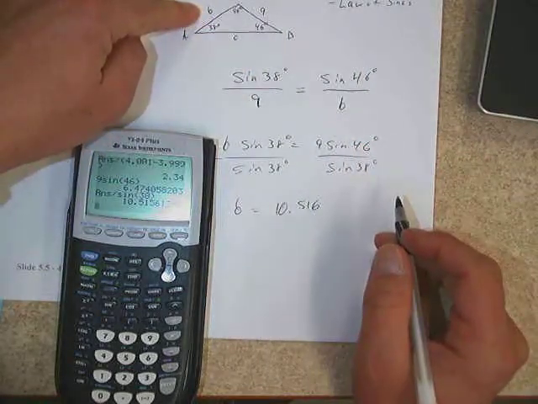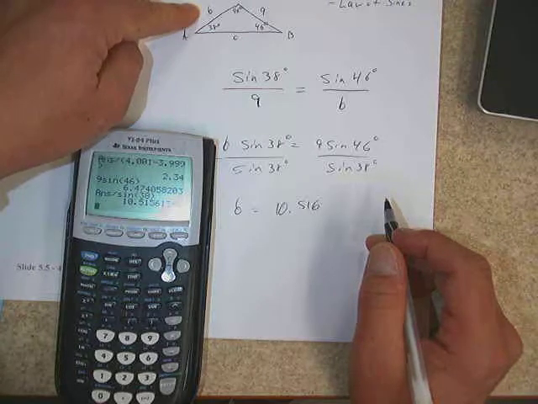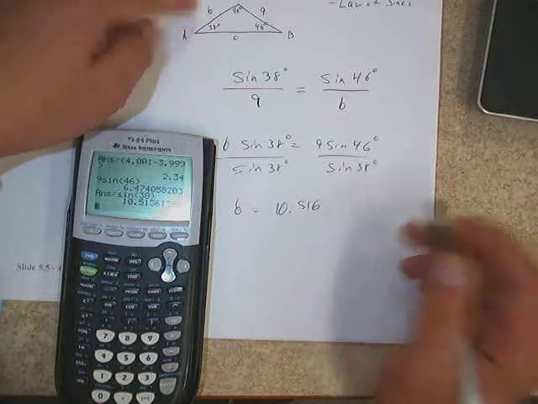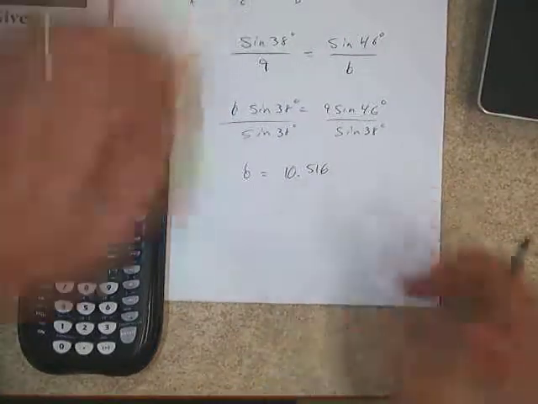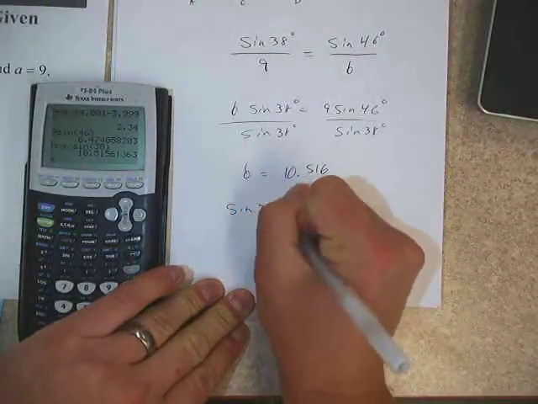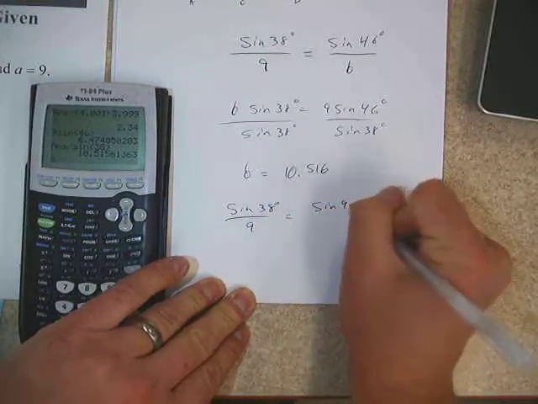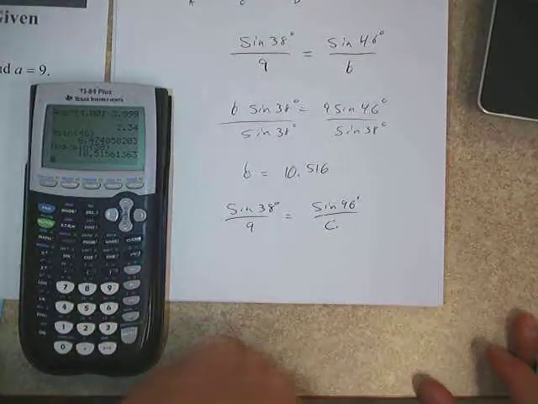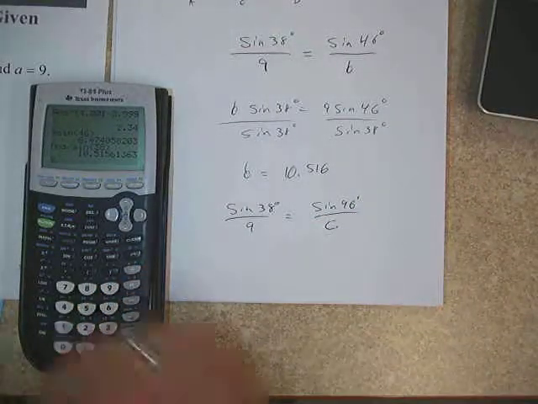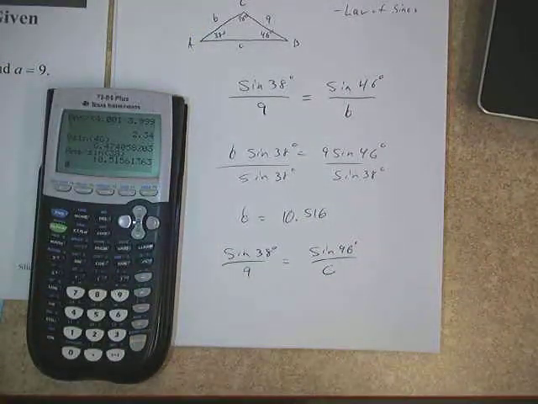And remember, make sure it makes common sense. Across from the 38, there's a 9. Across from the 46, should it be greater than or less than 9? Should be greater than 9. It's across from a bigger angle, right? So 10.516 makes sense. And then, of course, if we want to set up to find C, start out the exact same way. This time, though, we'll use sine of 38 over 9 equals sine of 96 over C. And then solving-wise, we'll do the exact same thing.